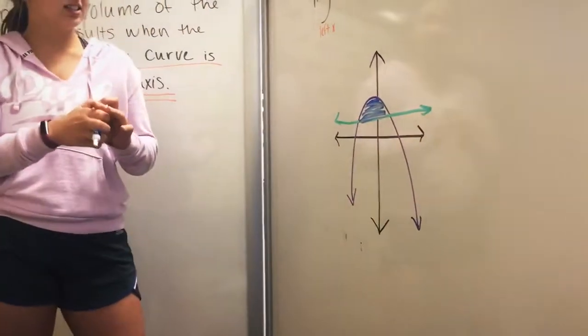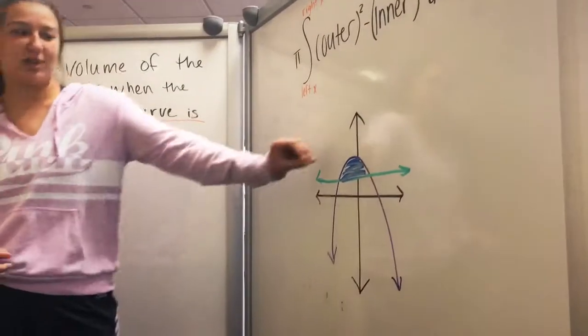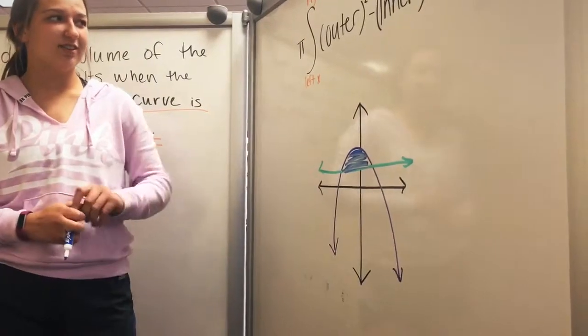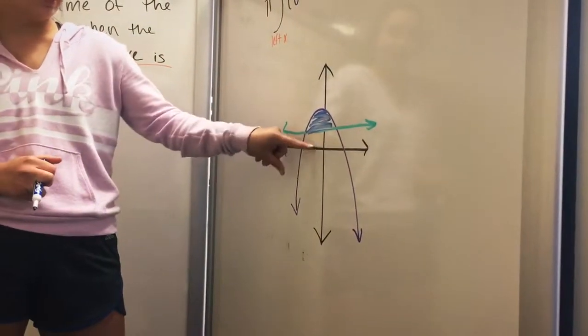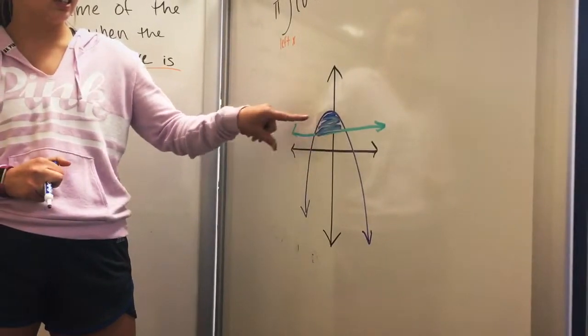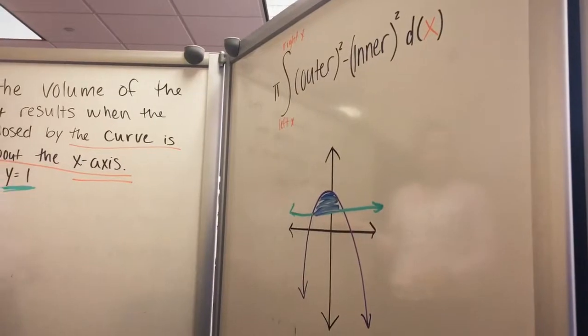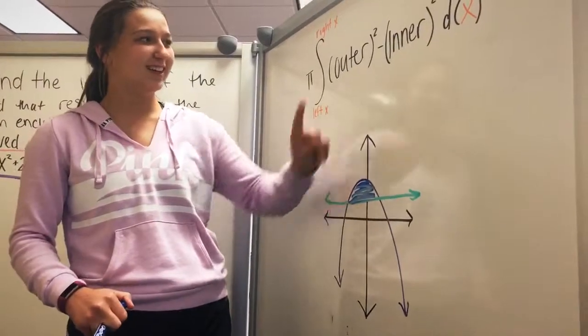So then this is going to be the shape we're going to use to find the volume, and we can use the graph to find out which is the outer and the inner. And since it revolves around the x-axis, the y equals negative x squared plus 2 is the outer, and y equals 1 is the inner.